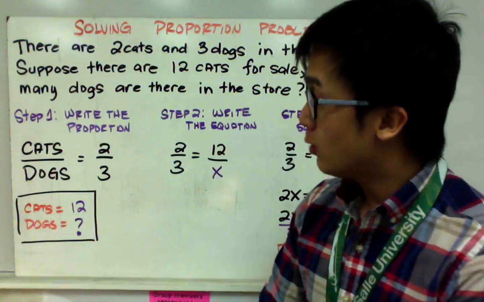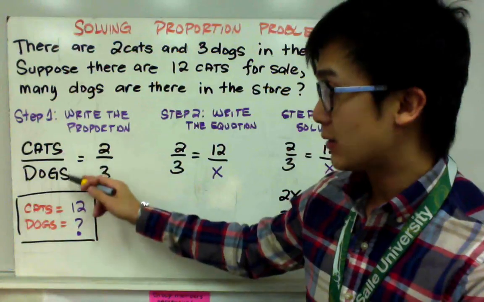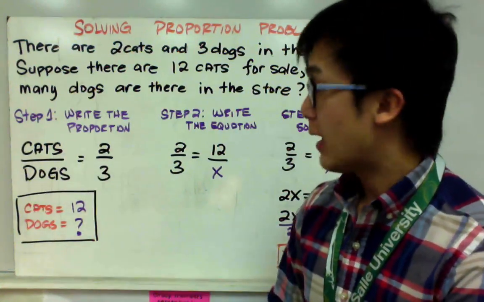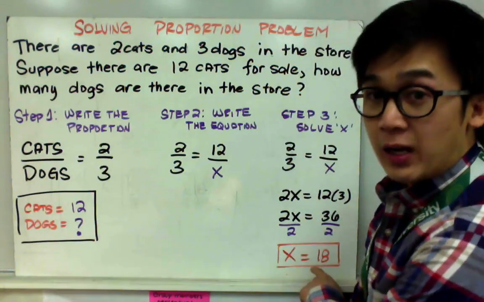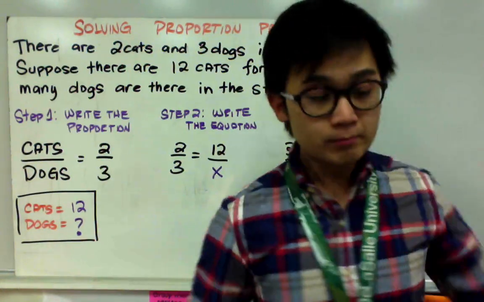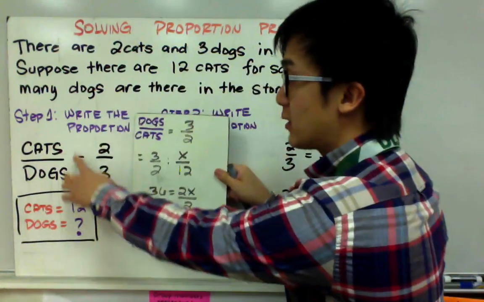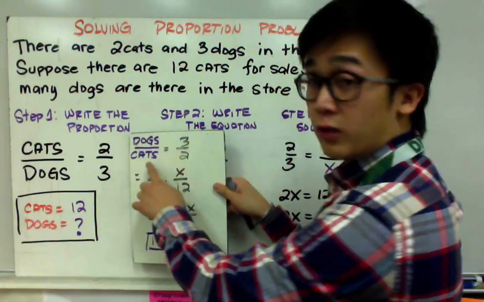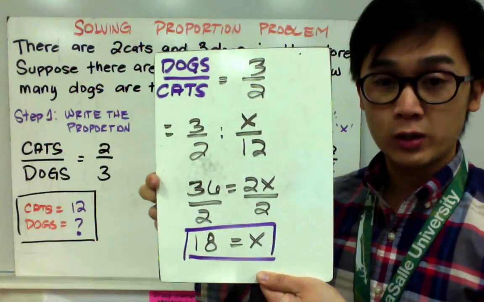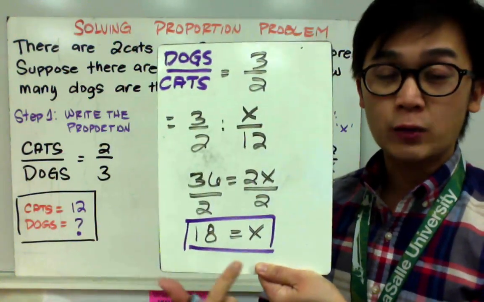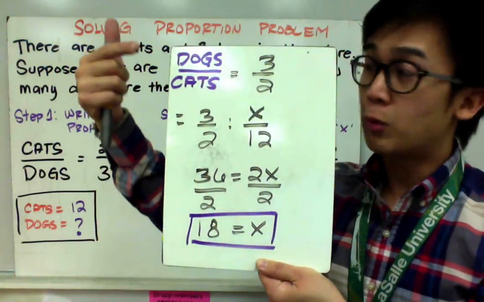Now, paano kung instead of cats over dogs, ginawa nyo is dogs over cats? Magiging iba ba yung inyong sagot? Ang sagot dyan is hindi. Kailangan parehas pa rin yung magiging value ng x nyo. At ito yung solution ko na kung saan instead na cats over dogs, ginawa ko dogs over cats. So, napapansin nyo, nung sinolve ko yung solution ko using cross multiplication, x ko pa rin is equal to 18 kahit binaligtad ko yung order ng aking proportion.